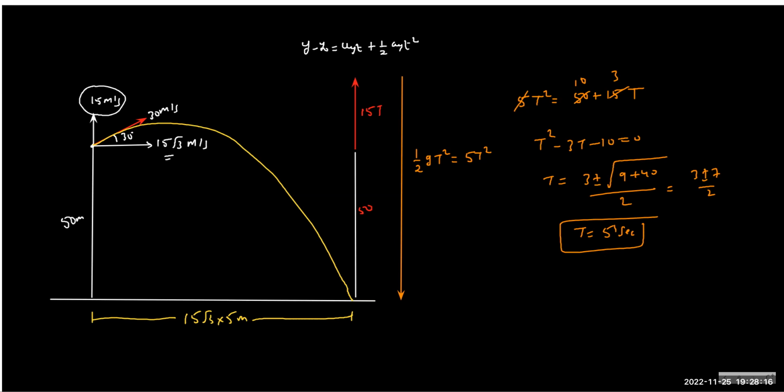I hope this is clear to you, Prasansa. See, the x event is different, the y event is different. You solve both events separately. That's it. That's the thumb rule in this chapter.